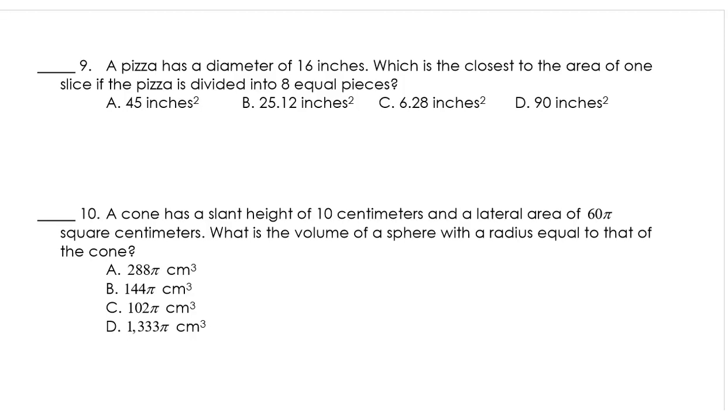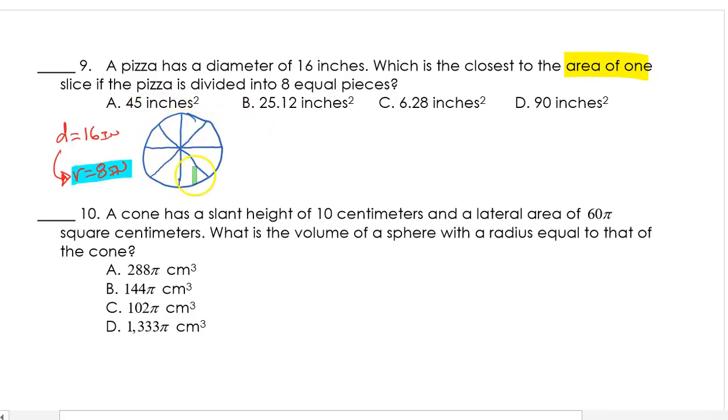Question number 9. A pizza has a diameter of 16 inches. Which is the closest to the area of one slice of the pizza that is divided into 8 equal slices? All right, let's make a sketch. So we have a circular pizza that's divided into 8 sections, diameter of 16, which means the radius is 8, half of the value, and we are asked to find the area of one of these slices, which means that we are doing an area of a sector problem.